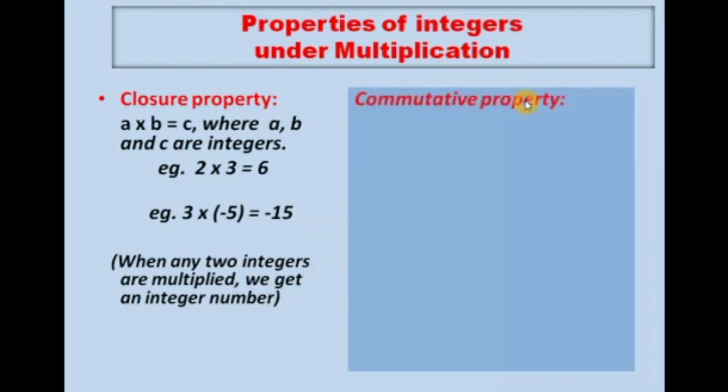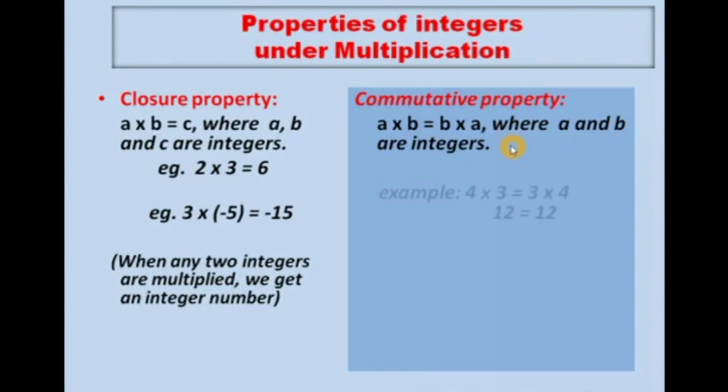Next is commutative property. A into B is equal to B into A, where A and B are integers, which means when any two integers A and B are multiplied, the value is equal to the product of the same integers when the order of the integers are interchanged. Example, integer 4 multiplied with integer 3, which is equal to integer 3 multiplied with integer 4. Here at the right side, the order of the integers are interchanged.